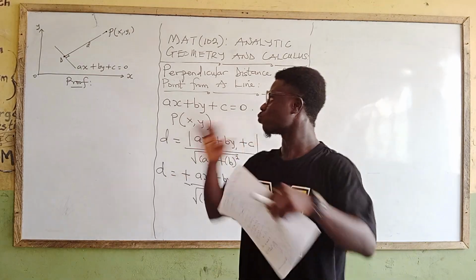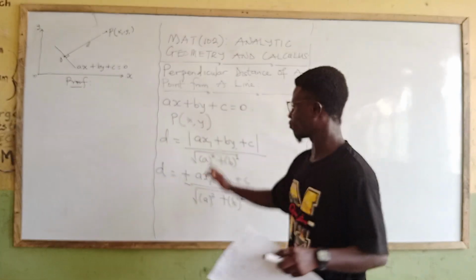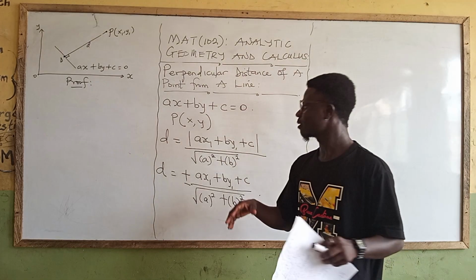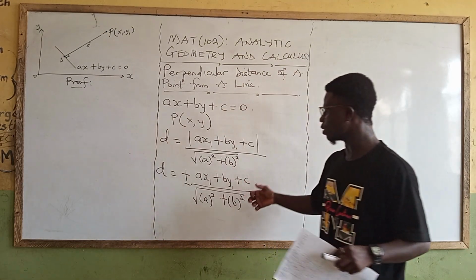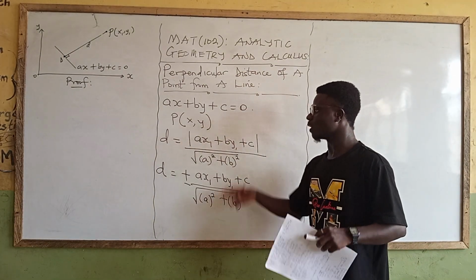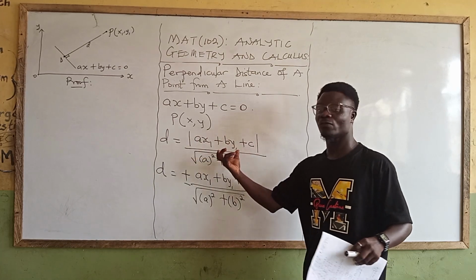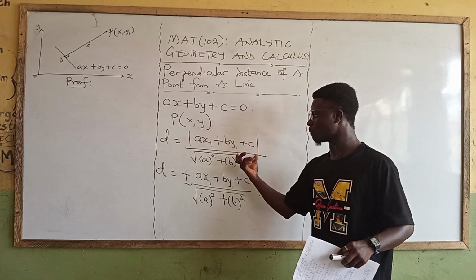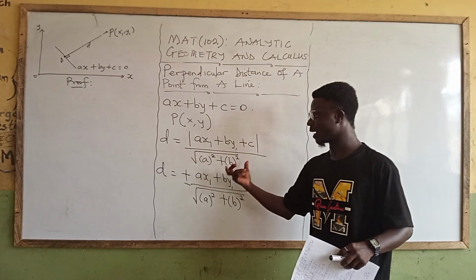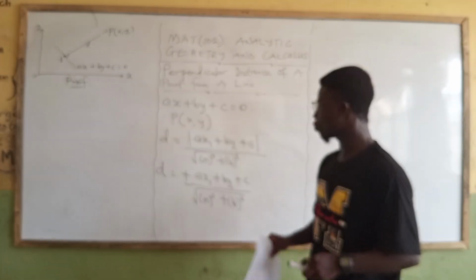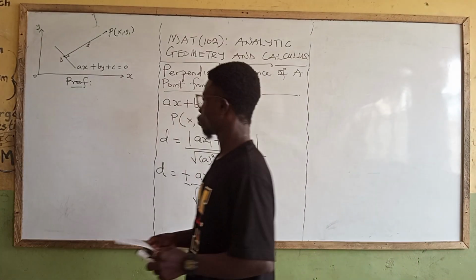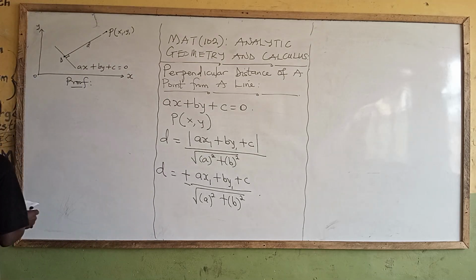Okay. So that's what I've said. That's the proving. So we are coming to start how to prove or how we came by this formula: D equals the absolute value of ax1 plus by1 plus c, all divided by the square root of a squared plus b squared. Alright, so now let's start.